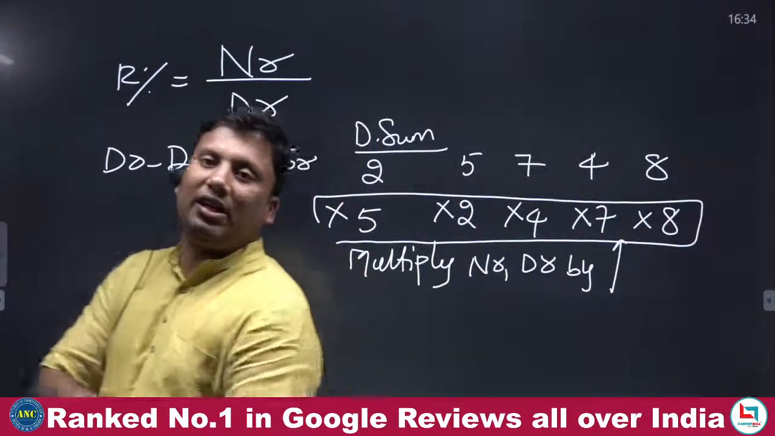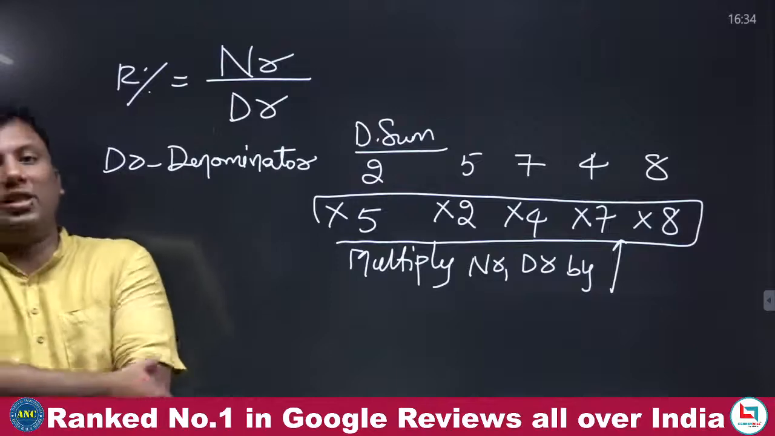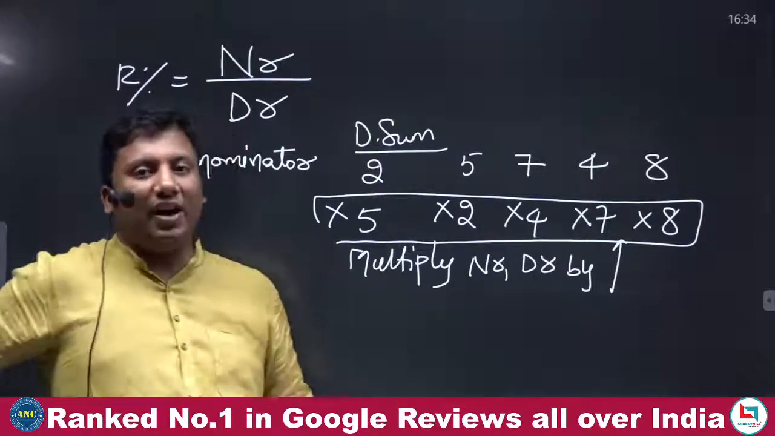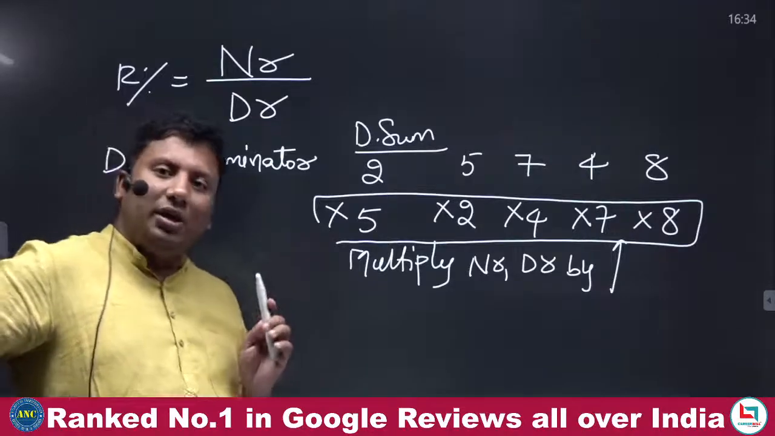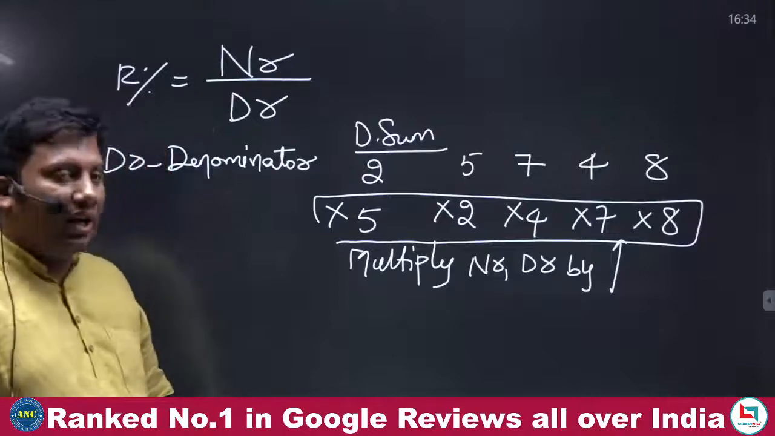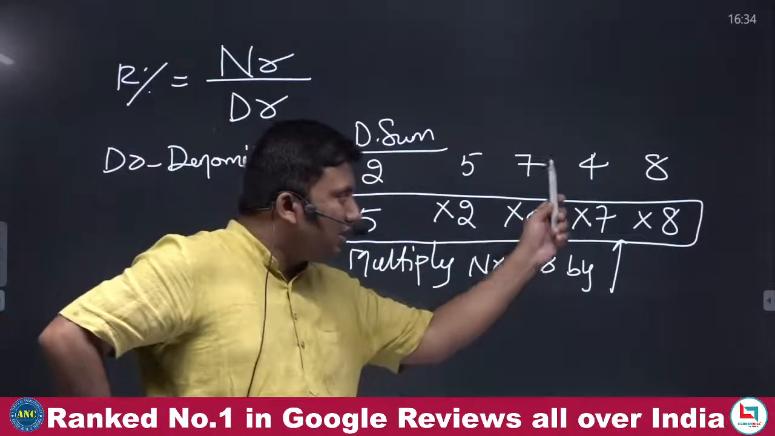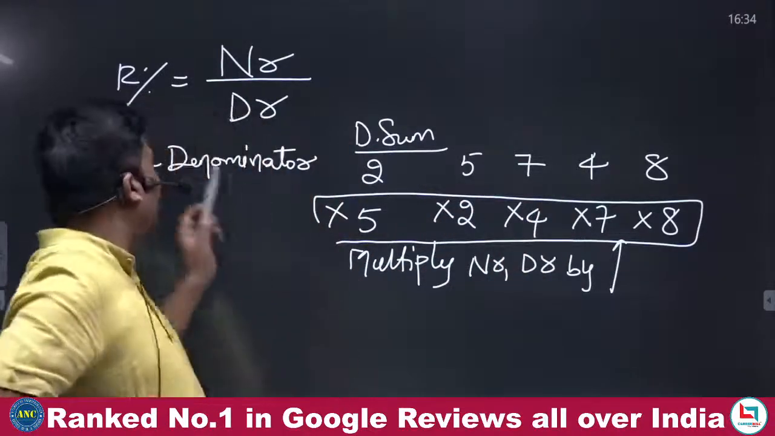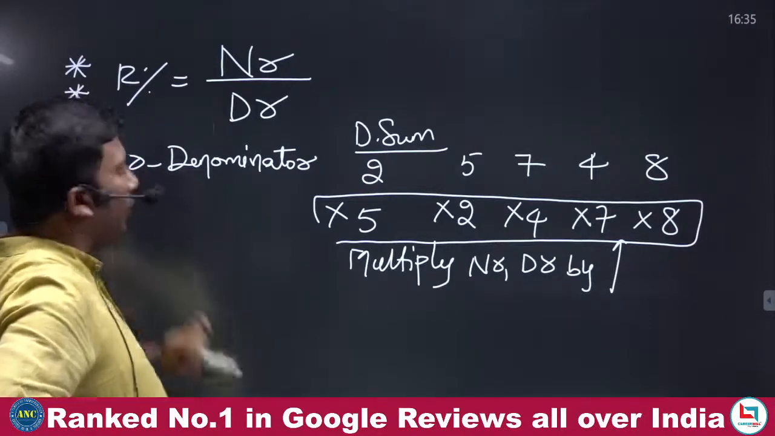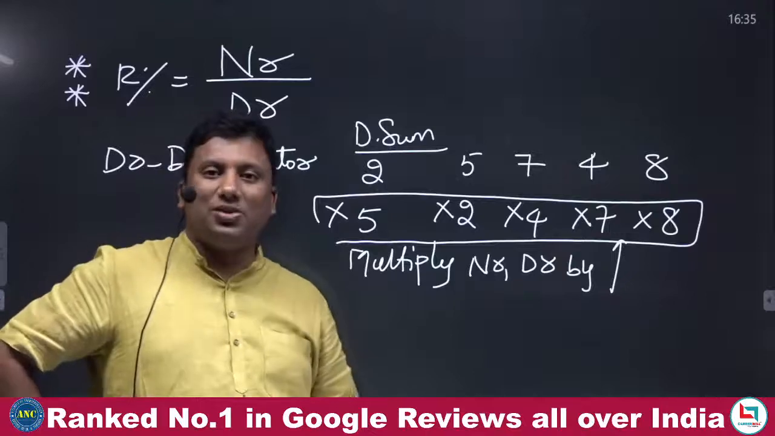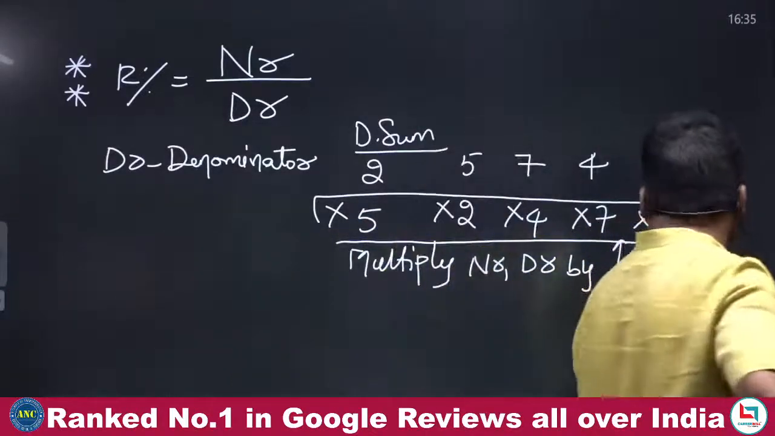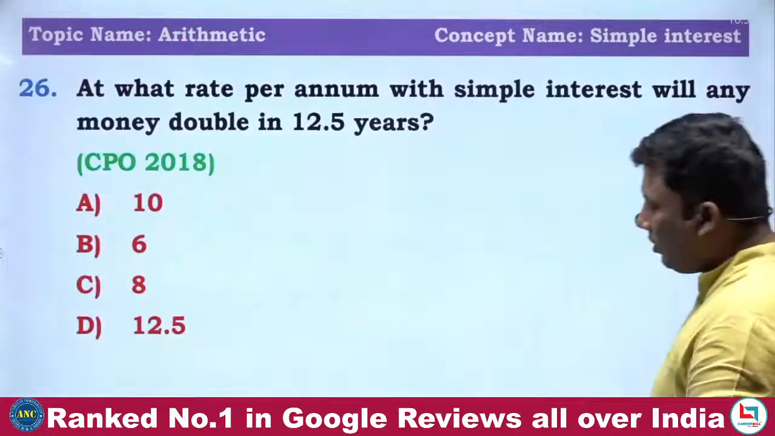If the denominator digital sum is 2, multiply the numerator and denominator by 5. If the denominator digital sum is 5, multiply by 2. Similarly, for 7 it is 4, for 4 it is 7, for 8 it is 8. Make a note of it. This concept we used in a lot of problems to check which answer option has the same digital sum. Very interesting concept it is. Now let us get into the question.